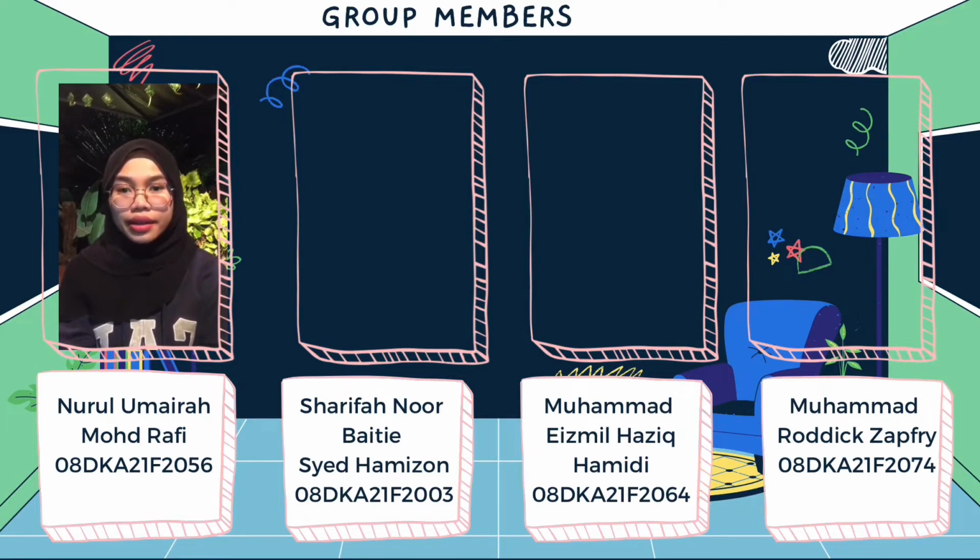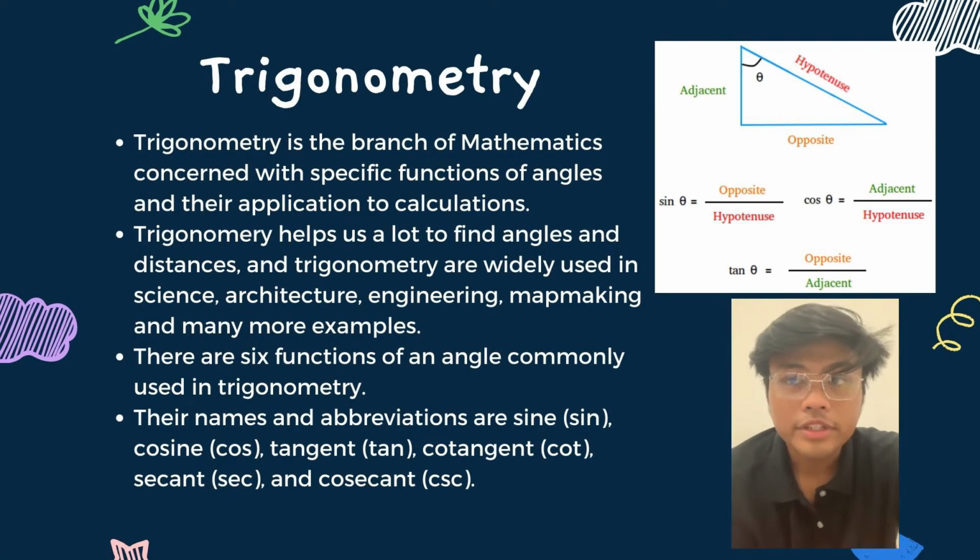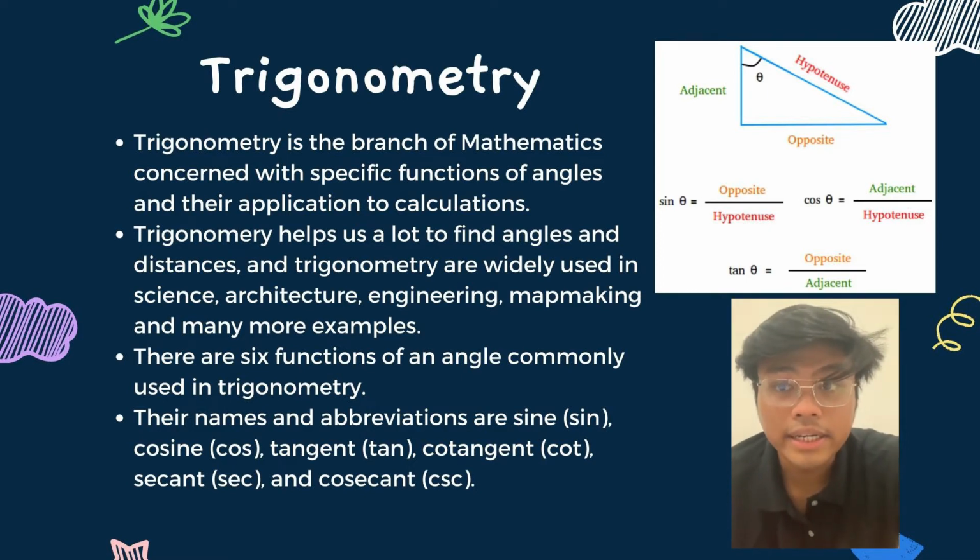And here our group will present the topic of trigonometry in architecture. What is trigonometry? Trigonometry is the branch of mathematics concerned with specific functions of angles and their application to calculation. Trigonometry helps us a lot to find angles and distance, and is widely used in science, architecture, engineering, mapmaking, and many more. There are 6 functions of an angle commonly used in trigonometry. Their names and abbreviations are sine, cosine, tangent, cotangent, secant, and cosecant.